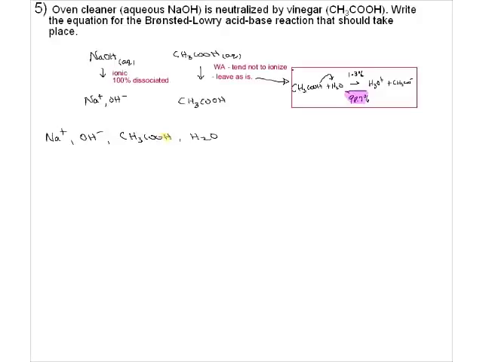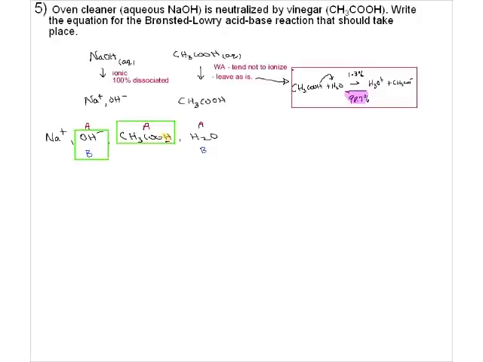So again, check your table. Hydroxide can be an acid. Acetic acid can be an acid. There's the acidic hydrogen on the carboxylic acid group. And water can be acidic as well. The bases: sodium is a spectator, and water is a base. Which is the strongest acid? It's going to have to be acetic. Check your table. Your strongest base is hydroxide.